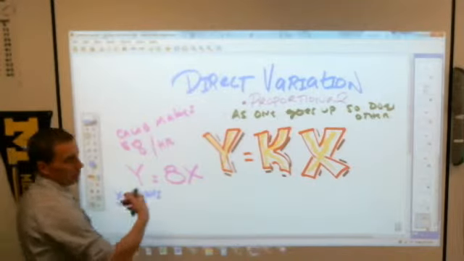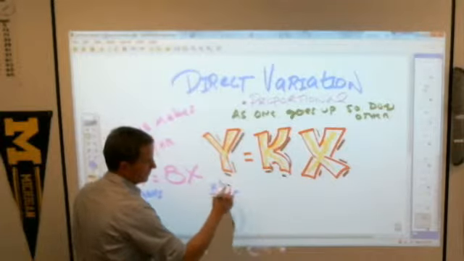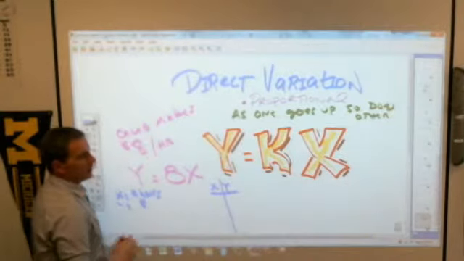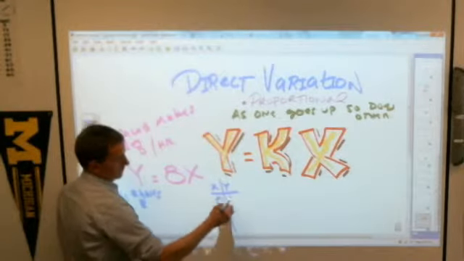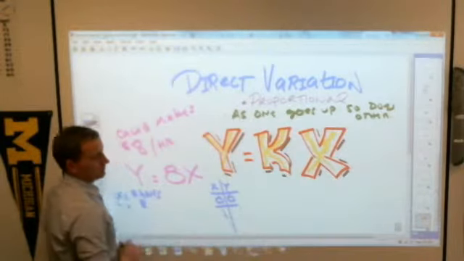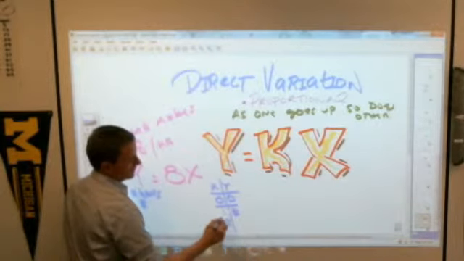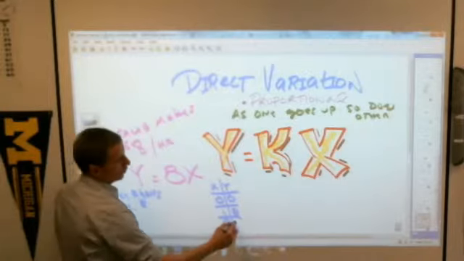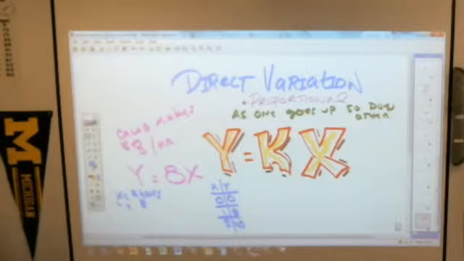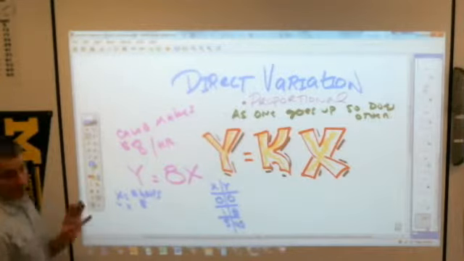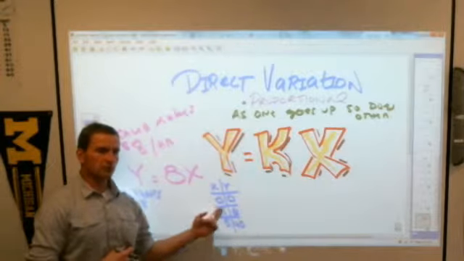Okay. And you could make a little table about this. If Caleb works 0 hours, Caleb makes $0. Caleb works 1 hour, he makes $8. If he works 5 hours, he is making $40. Okay. You know this is direct variation because as the hours he works goes up, so does his pay.